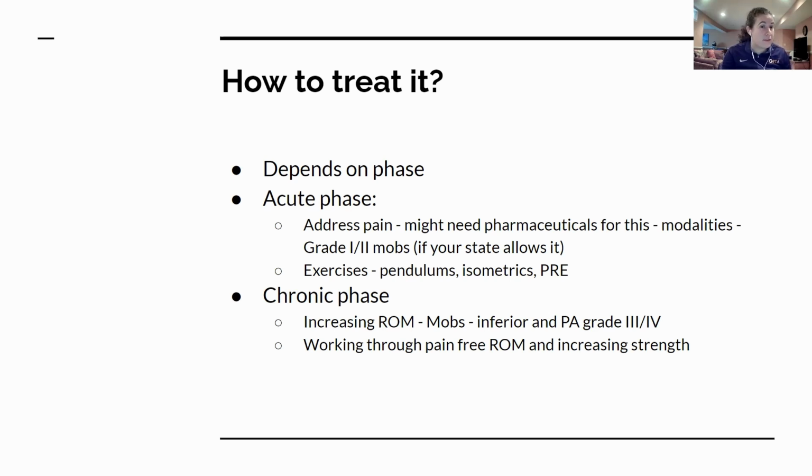Some exercises that we can do on our side are pendulums, some isometric exercises, and then progressive resistive exercises. So just working through that available range that we have, trying to maintain that range of motion and also keep that strength if we're able to and they can tolerate it. So moving on to the chronic phase.